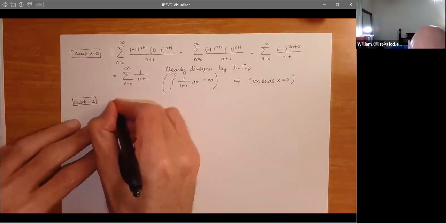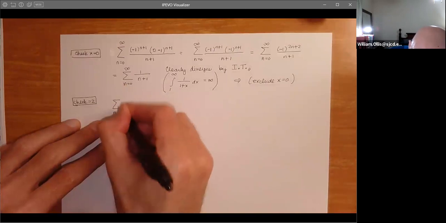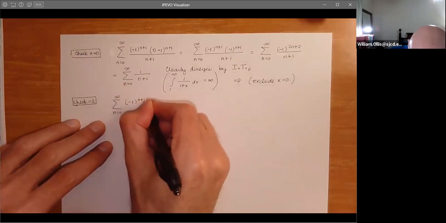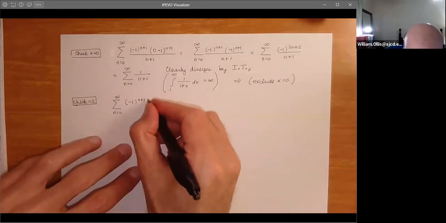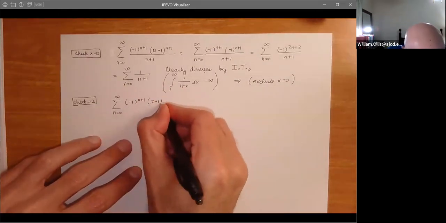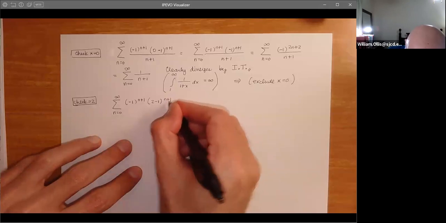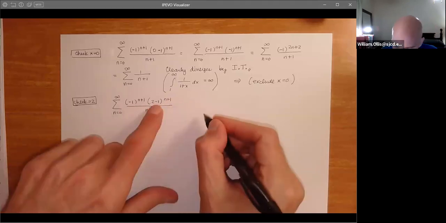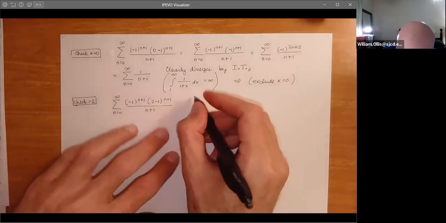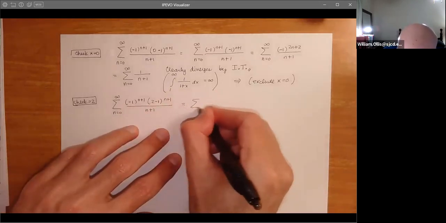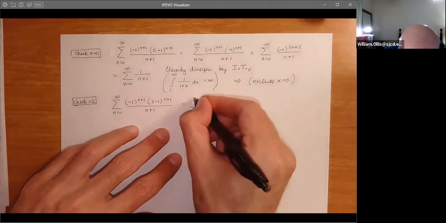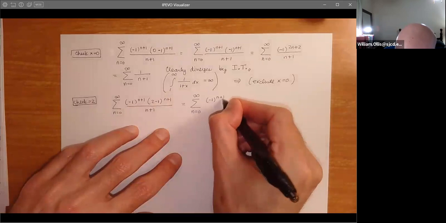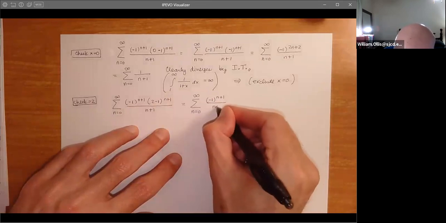So we have the series n equals 0 to infinity, -1 to the n plus 1. And now we've got what? 2 minus 1 to the n plus 1. Well, this is going to give us a lot nicer. So, of course, that's just going to be 1 to the n plus 1. So this is going to give us a nice alternating series. So we get -1 to the n plus 1 over n plus 2.